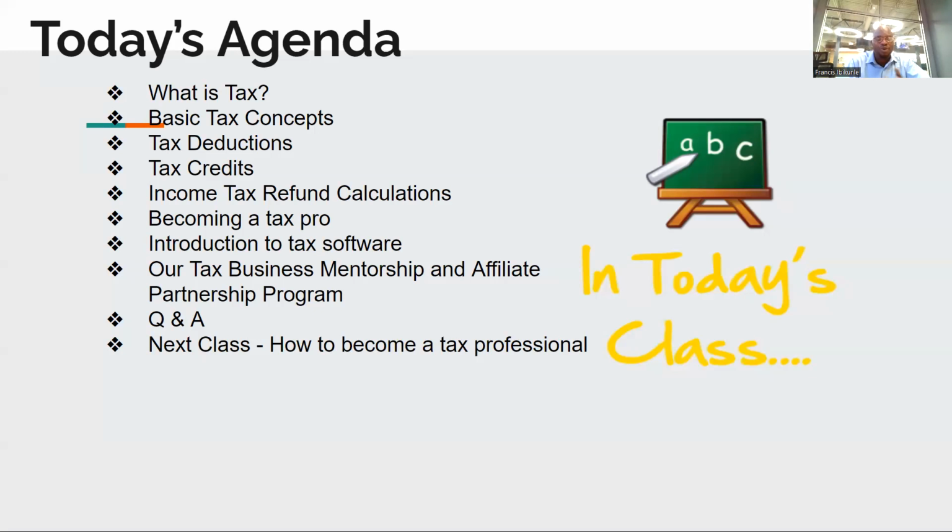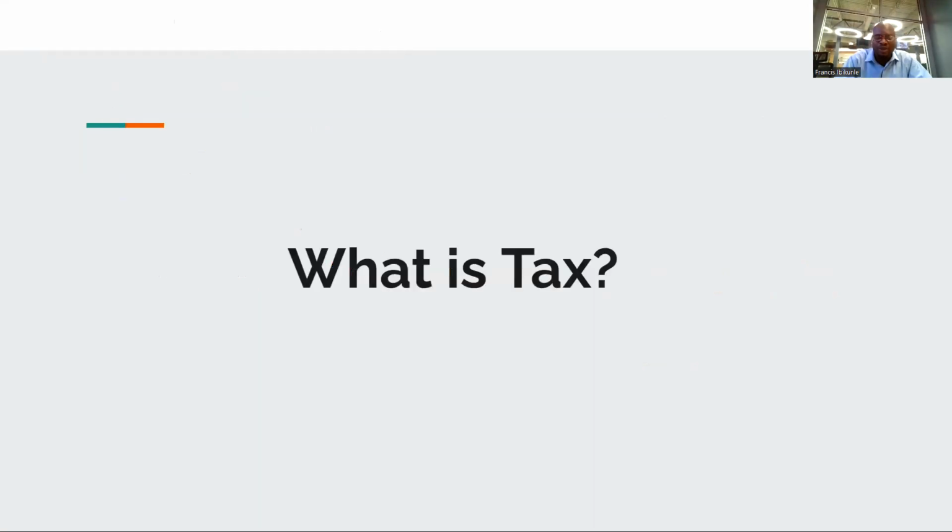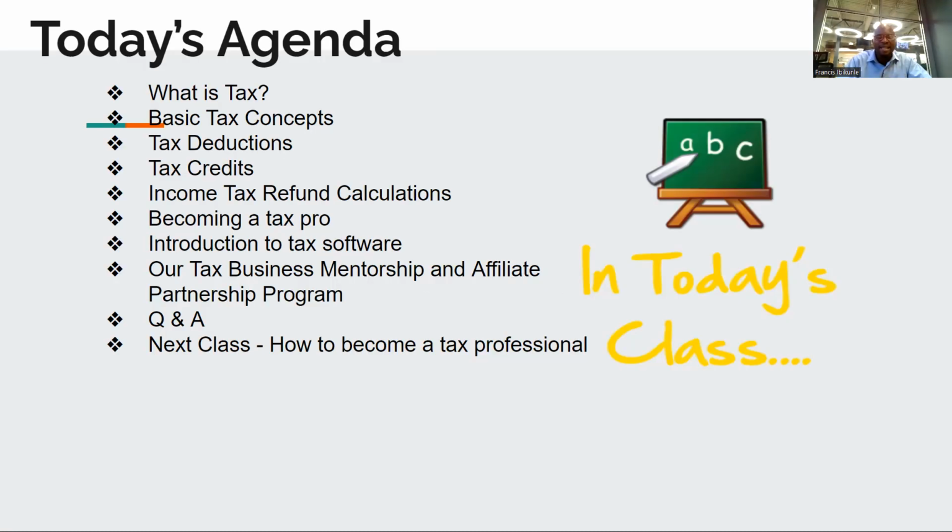So the first on the agenda is what is tax. Then we're going to cover the basic tax concept, because the concept is actually what matters most in tax preparation. The concept could be very confusing, but the moment you get the concept right, the rest becomes very ordinary. Next is tax deduction, which is one of the concepts, but I gave it its own subheading. Then we have the tax credit, because the main tools that we need in tax preparation are understanding tax deductions and tax credits.